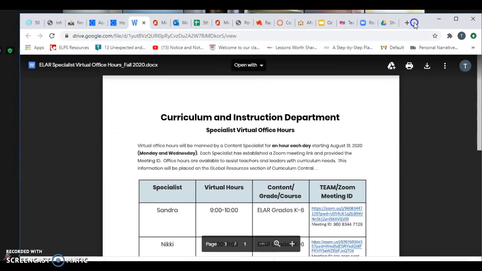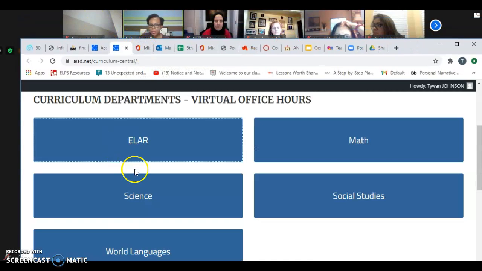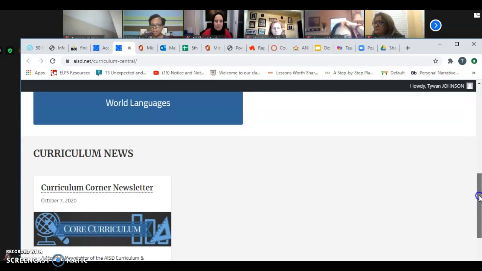Okay, I'm going to give another minute or so to look through both of those documents, and then we're going to do an activity based on these two documents.